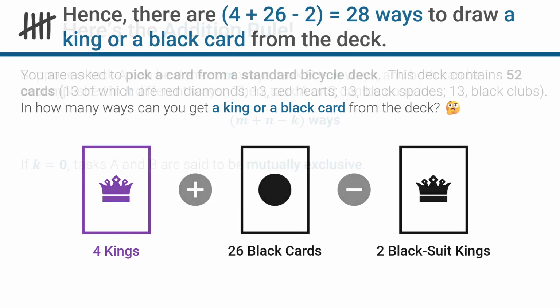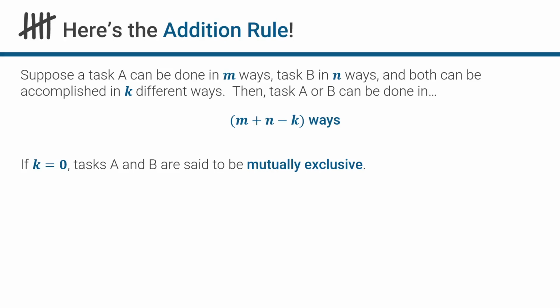Make sense? So if k is equal to 0, tasks A and B are said to be mutually exclusive. Later on, we will put another example for this addition rule. I actually prepared several examples for each so that you can be guided accordingly.